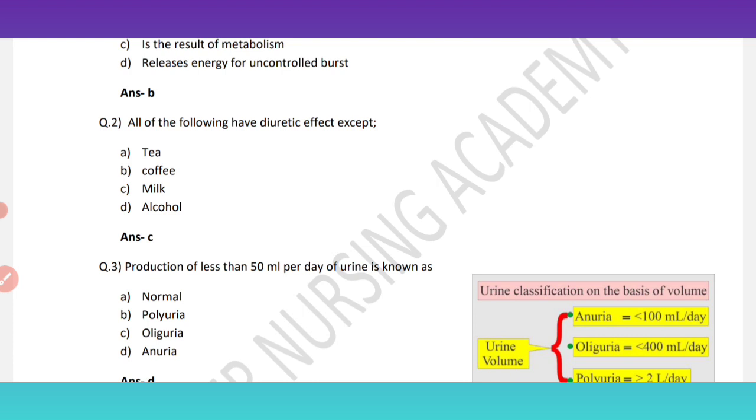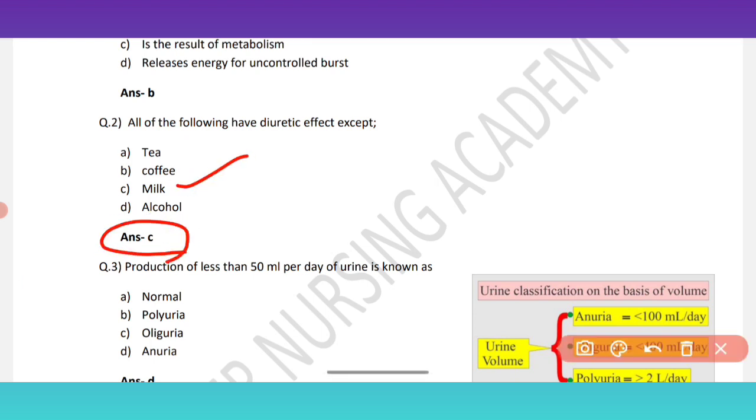Usually we use diuretics like osmotic diuretics, for example mannitol, loop diuretics, for example furosemide, and potassium-sparing diuretics, spironolactone. So these are all diuretics available commercially as drugs, right? And which is the natural diuretic that we consume in our day-to-day life? That is what the question is. All of the following have diuretic effect except: tea, coffee, milk and alcohol. And the right answer here is option C, that is milk.